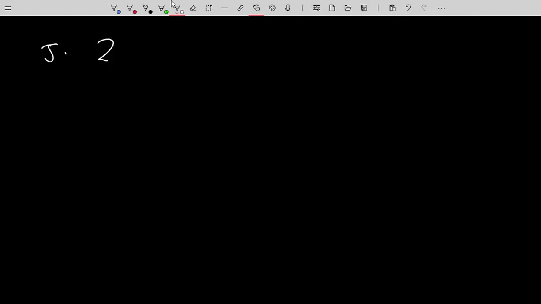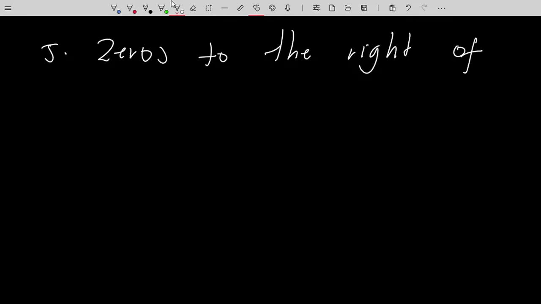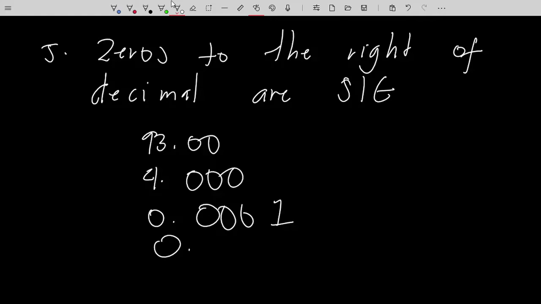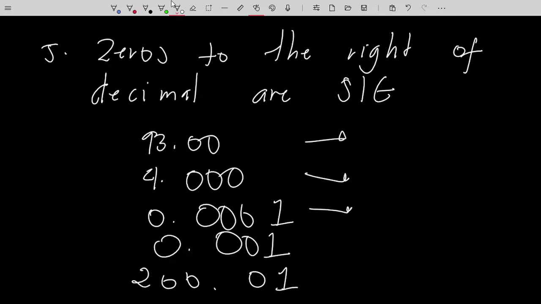The fifth rule is that zeros to the right of the decimal are actually significant. So we have examples here like your 93.00, 4.000, and we also have 0.0001, 0.001, and 200.01. So let's now identify how many significant figures each has.